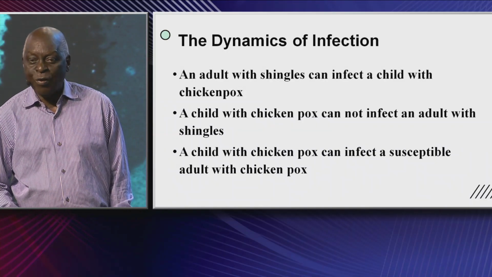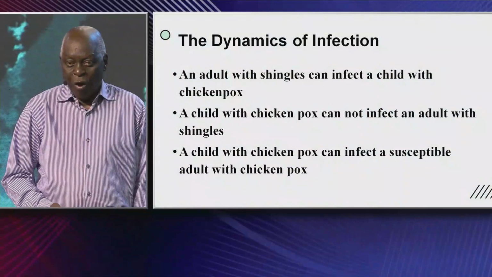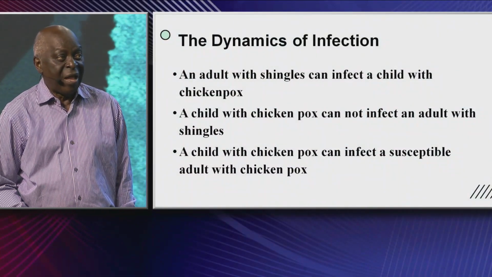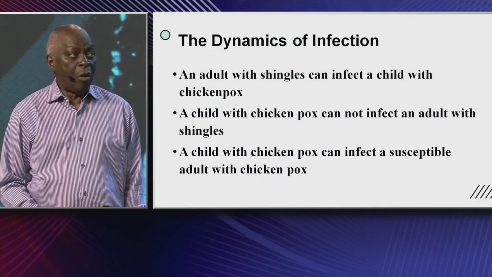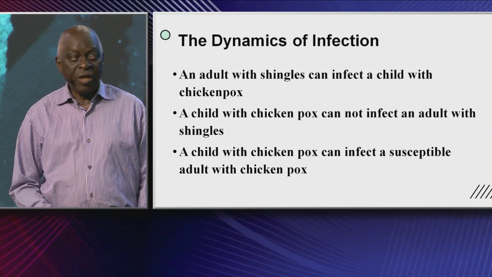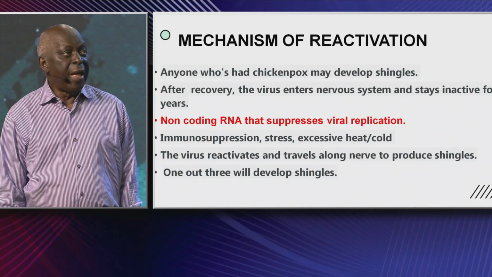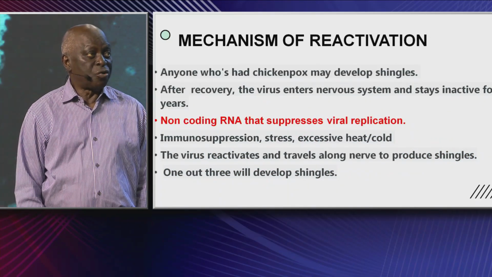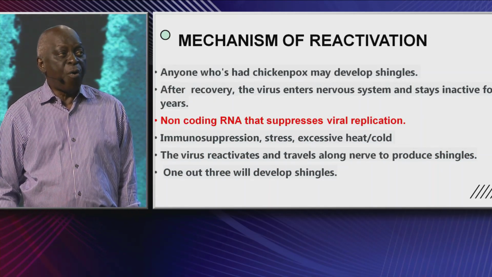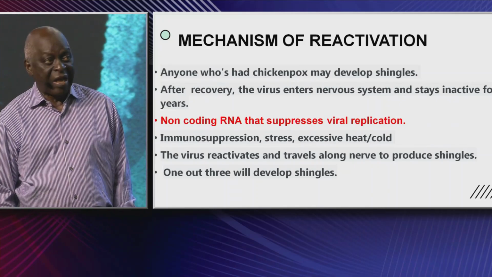So if you have shingles, and you are playing with your grandchild, and after a time you see that child developing chickenpox, you are probably the source of the infection. Maybe you can do that out of love, maybe through kissing and so on and so forth. Those are ways an adult with shingles can infect his grandchild with chickenpox. Anyone who has had chickenpox may develop shingles, but not everybody actually will develop it.